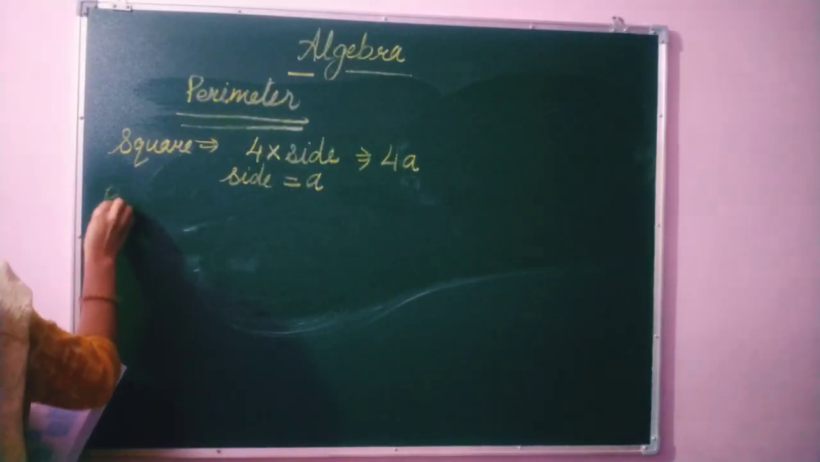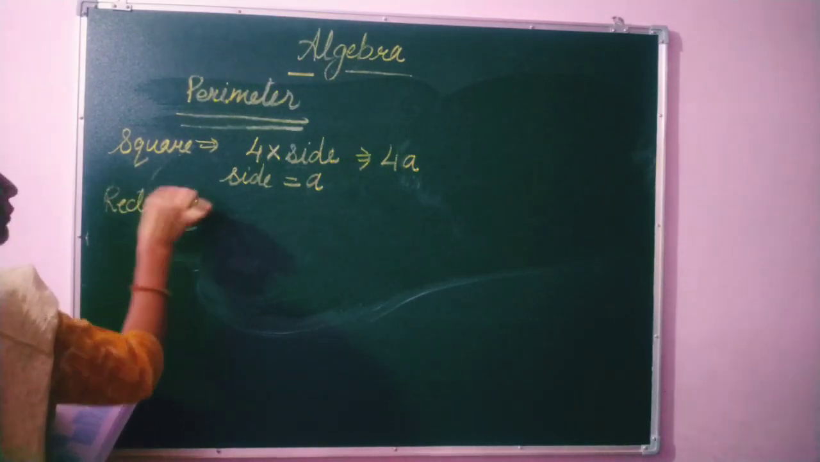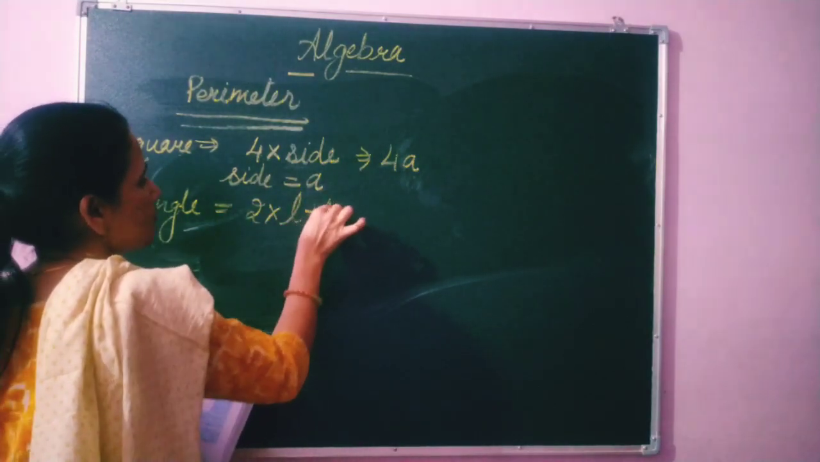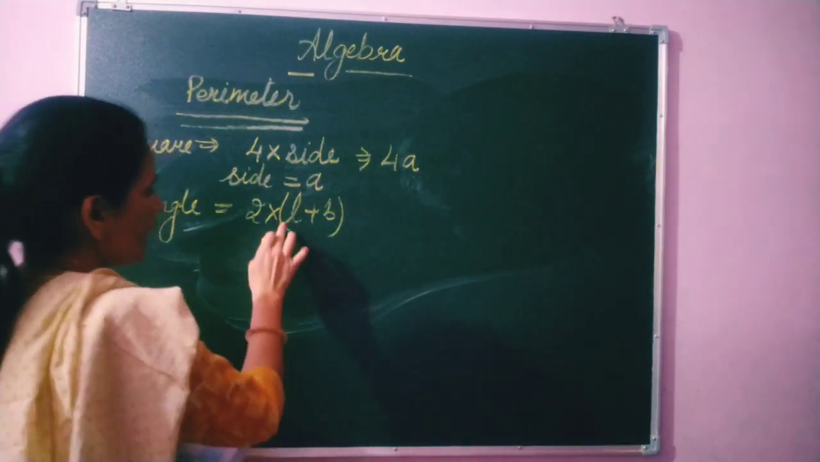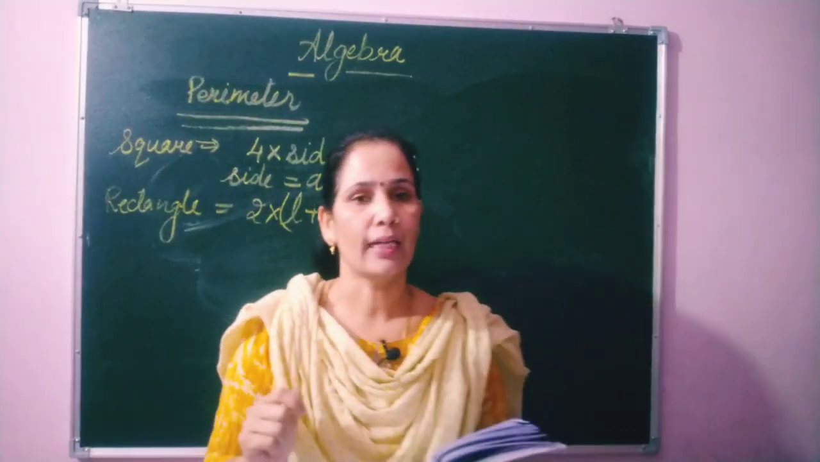Second, the perimeter of a rectangle. In the perimeter of a rectangle, students, we show 2 into L plus B. Students, here what are L and B? L and B represent the length and breadth.